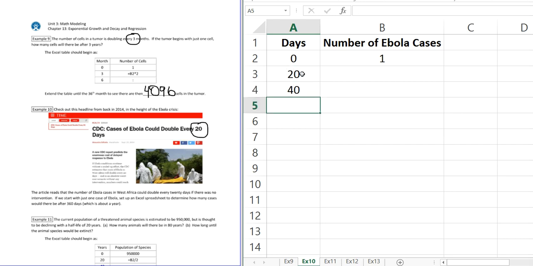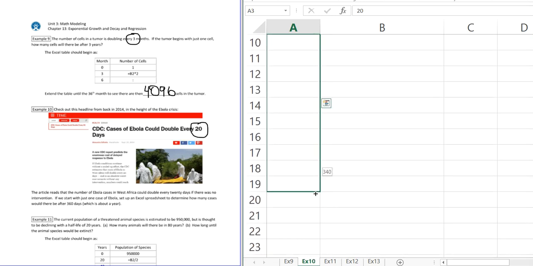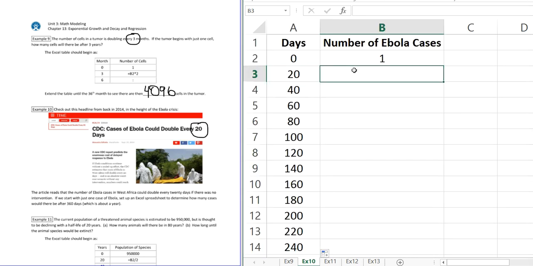And at some point you can say, oh, I can make Excel do this counting by double highlighting, hover over that green square, hold down with your left mouse button and extend. Go all the way until we get to 360, which is right here. Then we're going to go back up and do the exact same thing that we did in number 9.